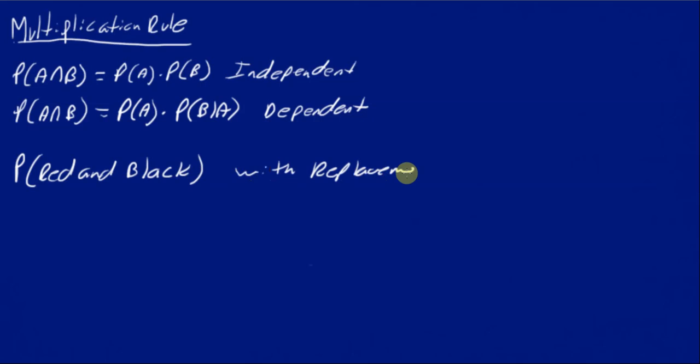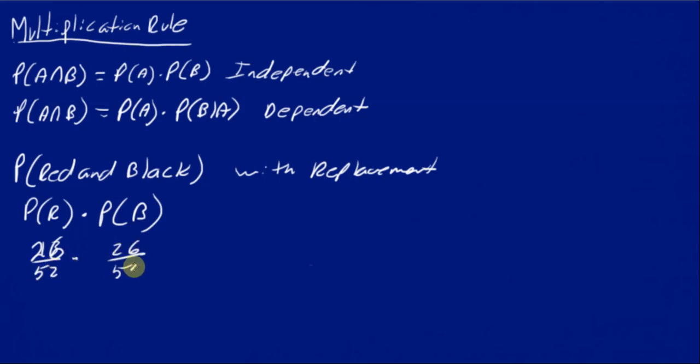So with replacement, it's going to be the probability of a red card. And since I'm replacing it, they're independent events because the deck of cards is back to the original. So it's going to be times the probability of a black card, which of course is going to be 26 reds out of 52 and 26 blacks out of 52. So they each reduce down to 1/2. So my answer would be 1/4, 0.25, or 25%.